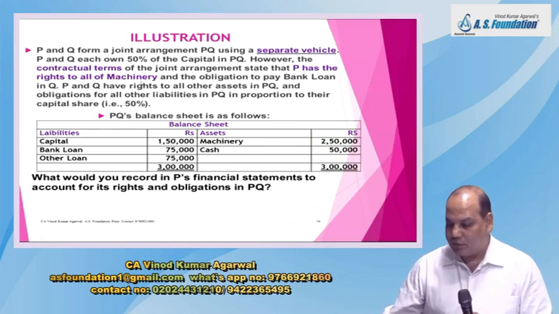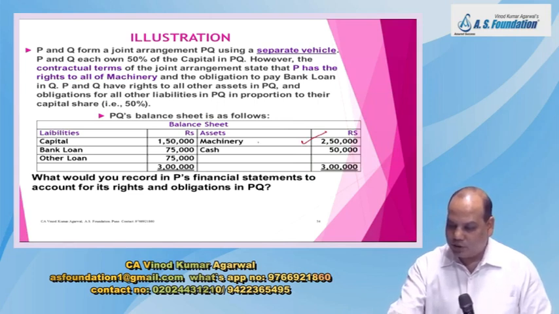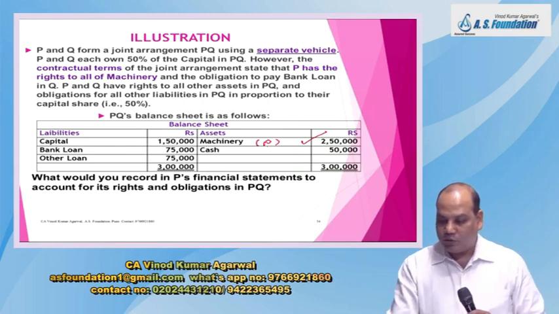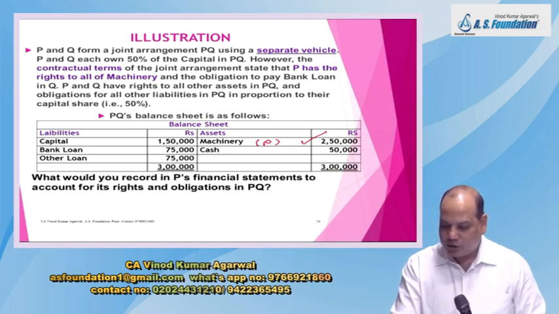Now, even this arrangement will be called joint operation because separately they are allowed to take the machine, which will be taken over by P, or he has a right over it. P has an obligation to pay the bank loan in Q. P and Q have rights to all other assets in PQ, and an obligation for all other liabilities in PQ in proportion of their capital share.